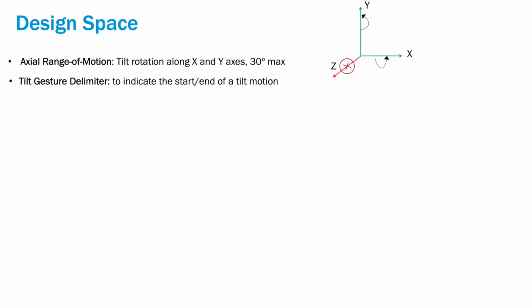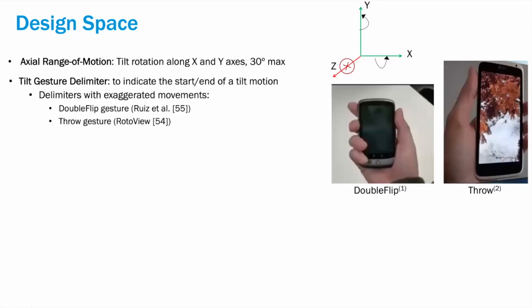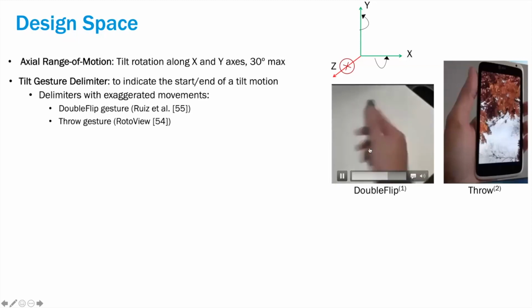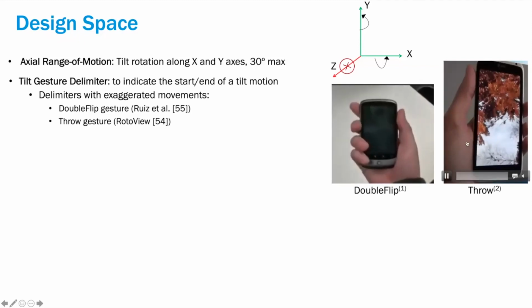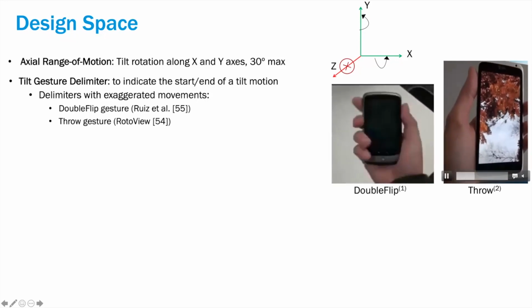As for tilt gesture delimiter, to indicate an intended tilt motion from an unintended one, we considered 4 different delimiters. Double flip, where the user rotates the phone along its long side so that the phone screen is away and then puts it back quickly, as shown here. Throw gesture, where the user abruptly moves the phone back and forth by a small margin while facing the screen, as shown here.